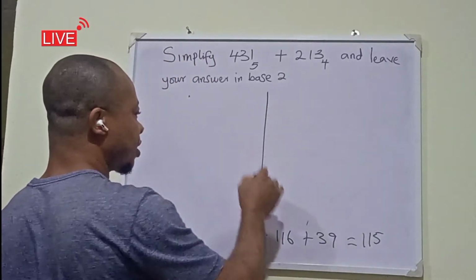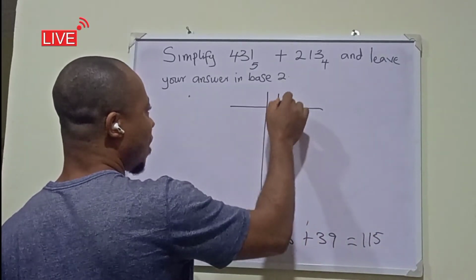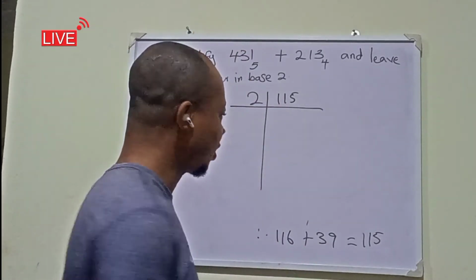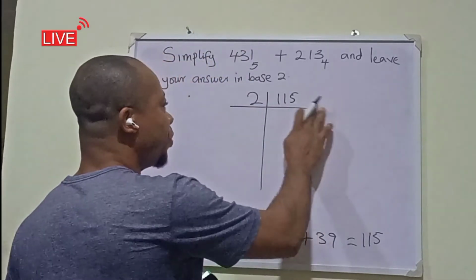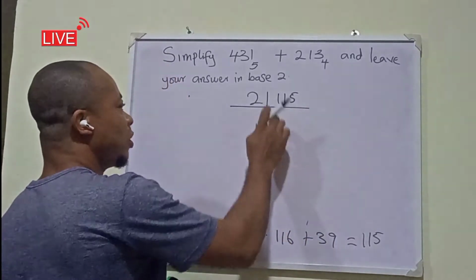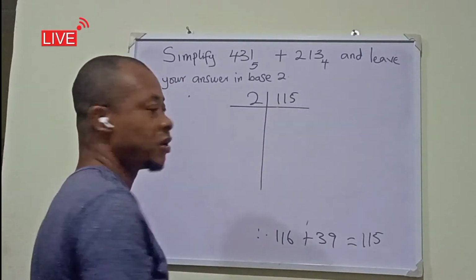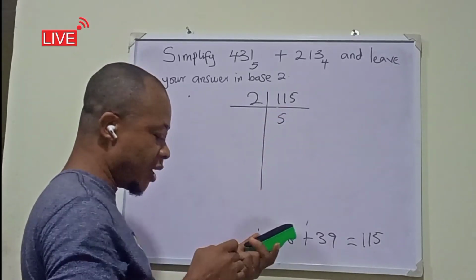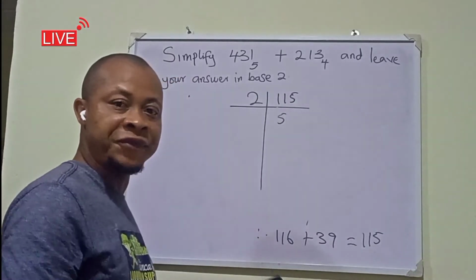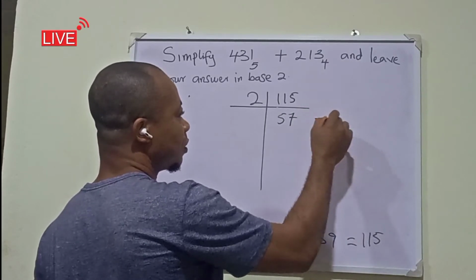Okay, the process is this. Draw your line. We are converting this, which is 115, to base 2. So we are going to use 2 to divide. Now, the answer is going to be the remainders of this division. Okay, let's do it. 2 divide 1 is not possible. But 2 can divide 11 to give us 5. That is 10. Remainder 1. Carry that one, join 5. We have 15. 2 divide 15 is 7. That is 14. Remainder 1.